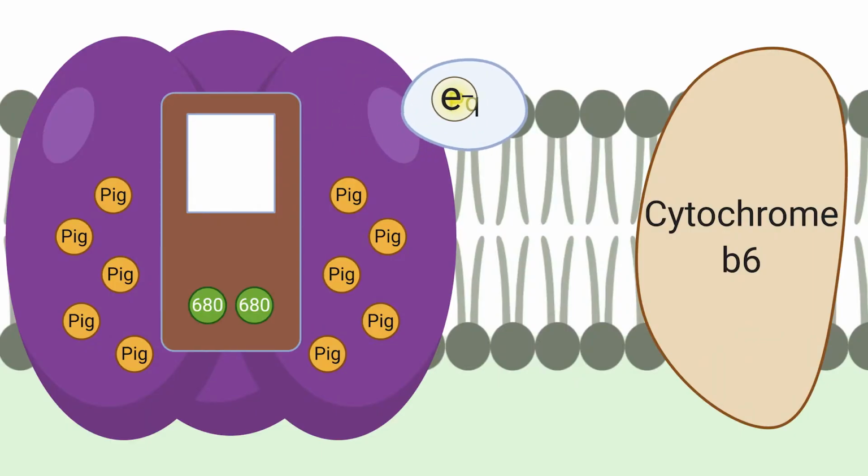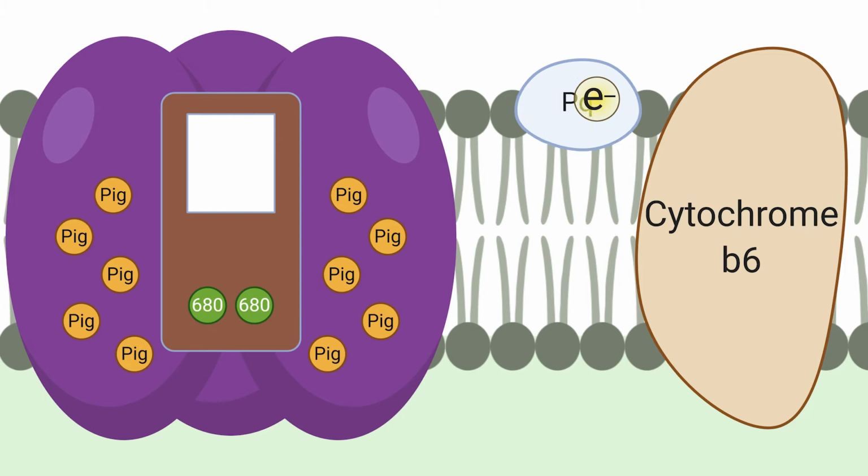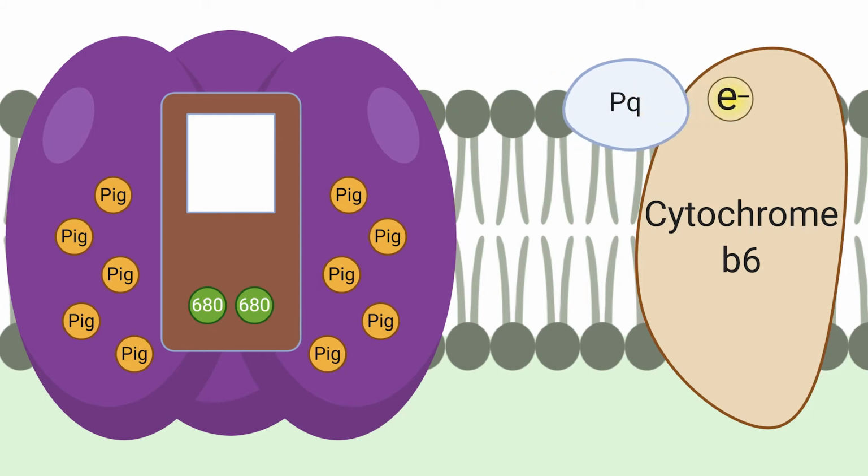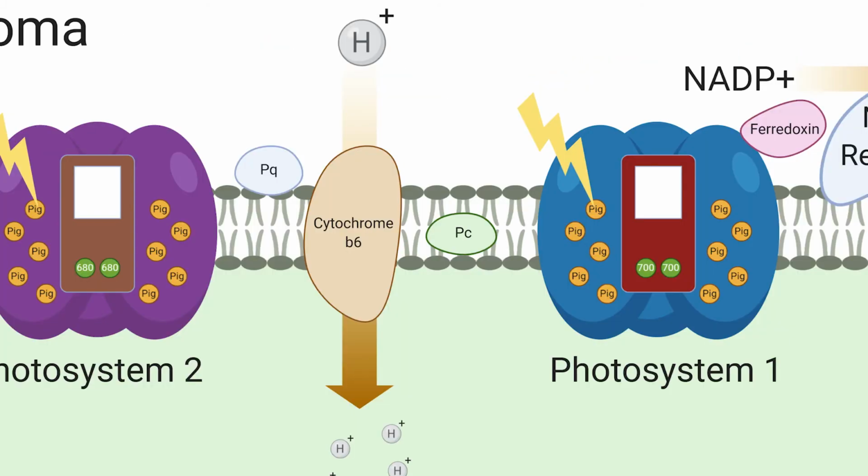Plastoquinone now takes the electrons from photosystem II and transports them to cytochrome B6. Here, more redox reactions occur and 4 protons are pumped into the thylakoid space. In mitochondria, we saw that protons were pumped out, but here they are pumped in. This contributes to the concentration gradient that started with the oxidation of water.